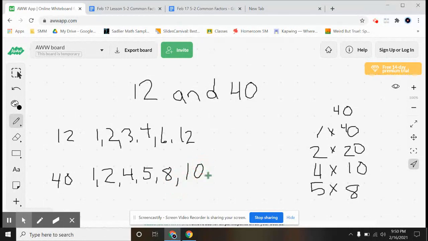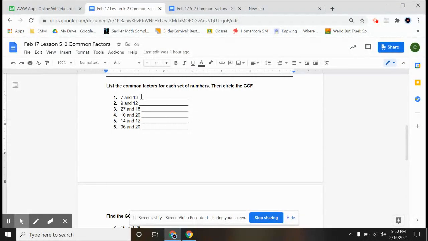So I've got my 10, my last factors are a 20, and then a 40. Notice, bigger number, more factors, lots of factors for 40. Now our job is to figure out which ones they have in common. Notice in the directions, it just says to list the common factors. So we have to figure out which ones they have in common.